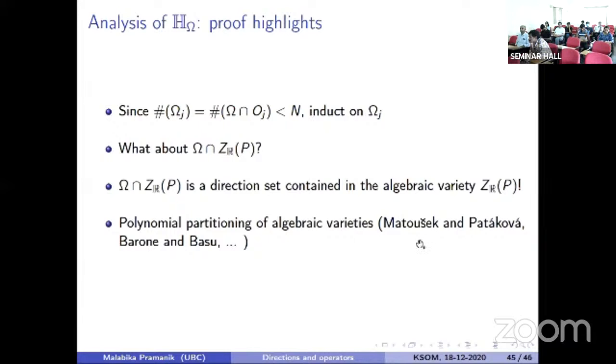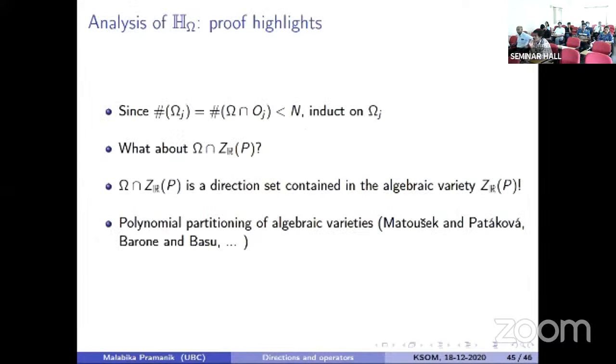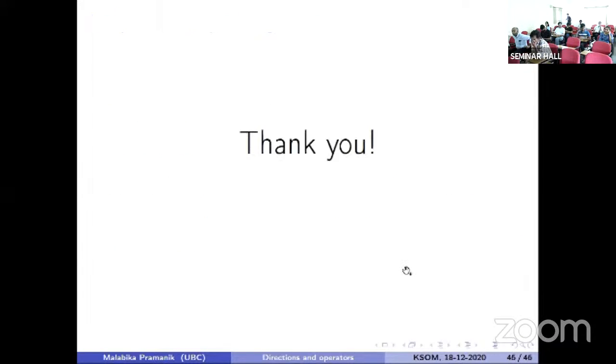Let me close by saying that in today's discussion, we only focused on two directional operators, M Omega and H Omega. Even within this small sample, we observed a diversity of phenomena in terms of the operators and their dependence on the geometric properties of the direction set Omega. There is a large number of directional operators out there, and their behavior is mostly uncharted territory. It would be of great interest to explore what lies there. Thank you for your attention.